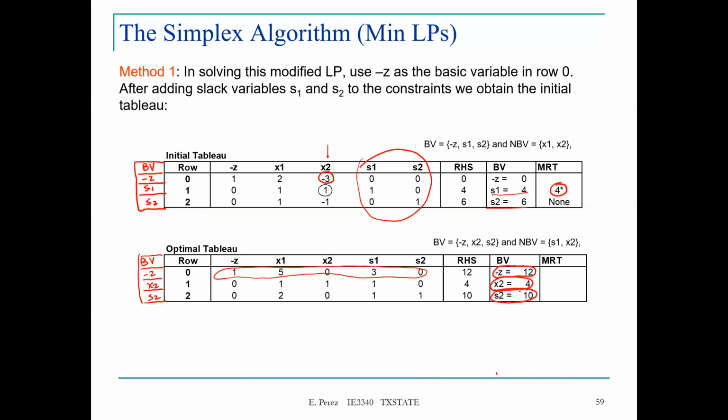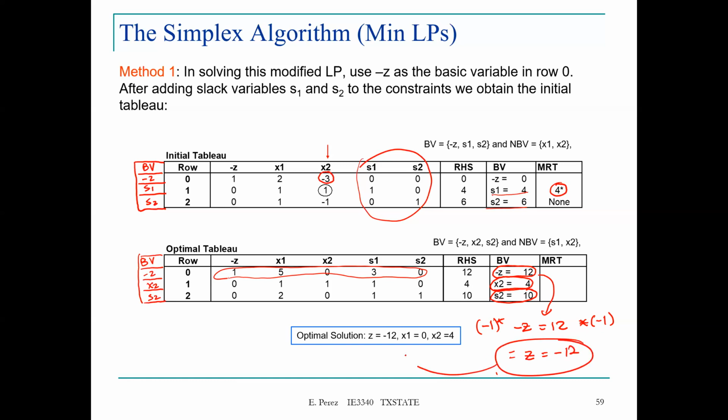So at this point, we have found the optimal solution for the maximization problem. In order to get the optimal solution for the minimization problem, we take minus z equals 12 and multiply by -1 on both sides. So that will be equal to z equals -12, which is what we have here.